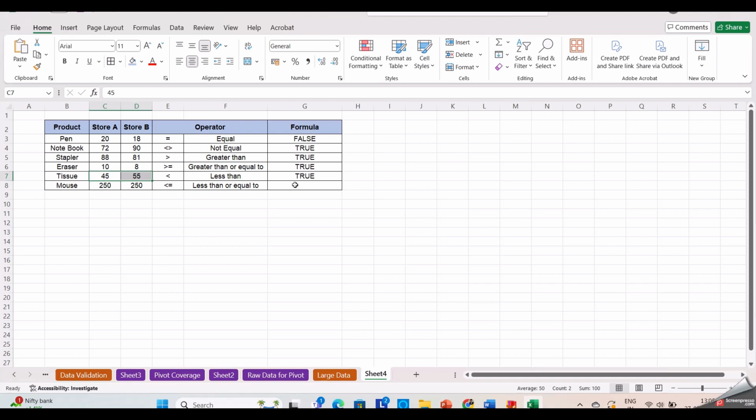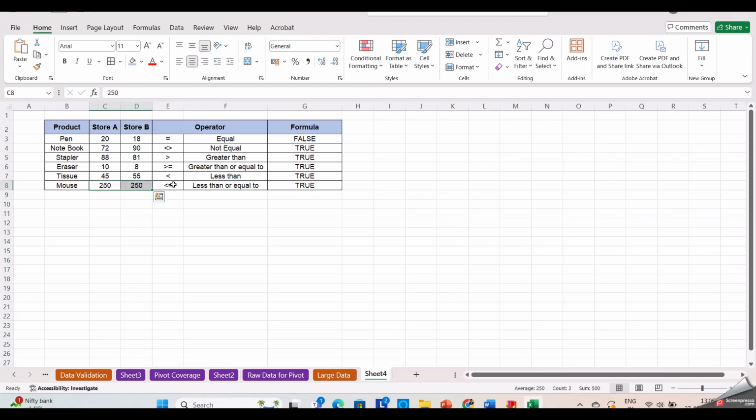Now I am doing the less than or equal to operator. You can see I am using the formula. I am selecting the price in store A. Then I am using the symbol less than or equal to. Then again I am selecting the price in store B. Now I am clicking on enter. Now you can see I have got the result.